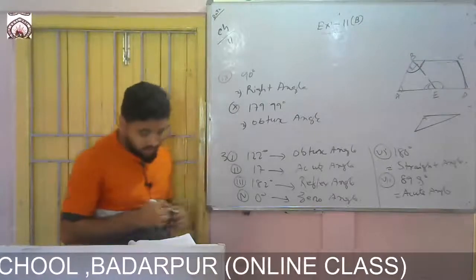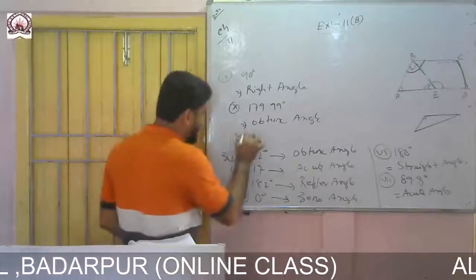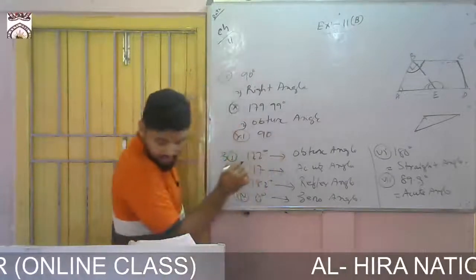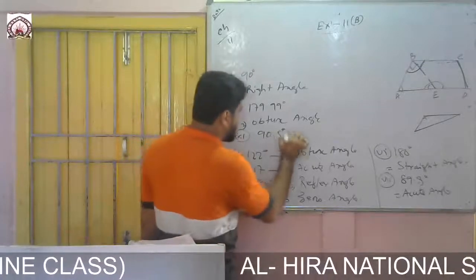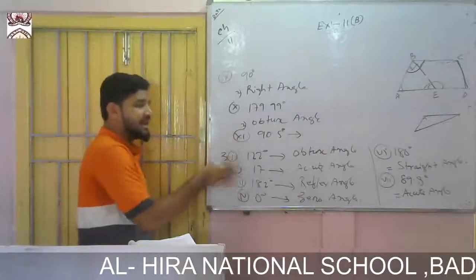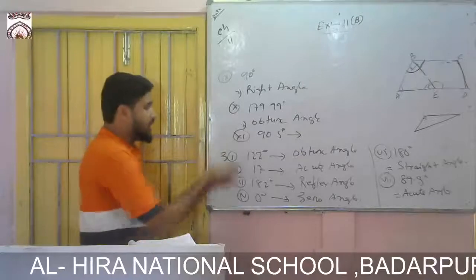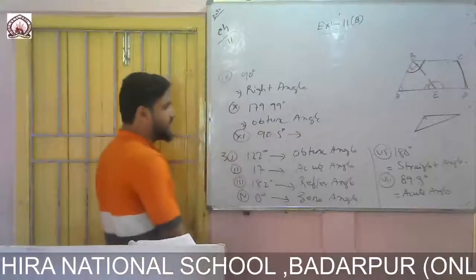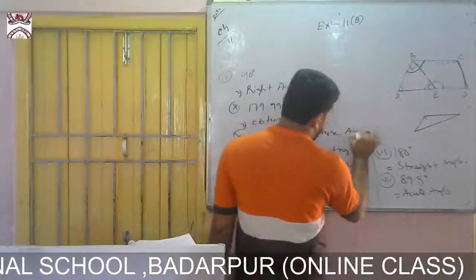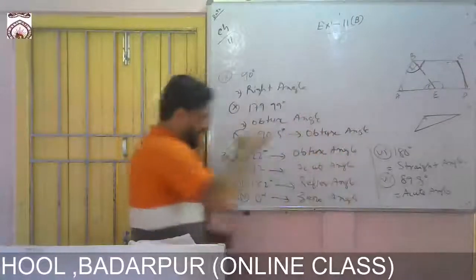Okay, 11: 90.5 degrees. It is greater than 90 degrees, because exactly 90 degrees is a right angle. So 90.5 is greater than 90 degrees, so it is an obtuse angle.